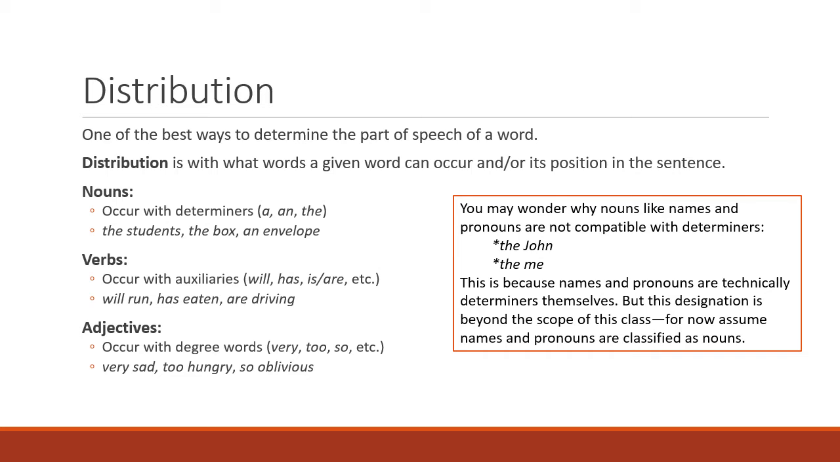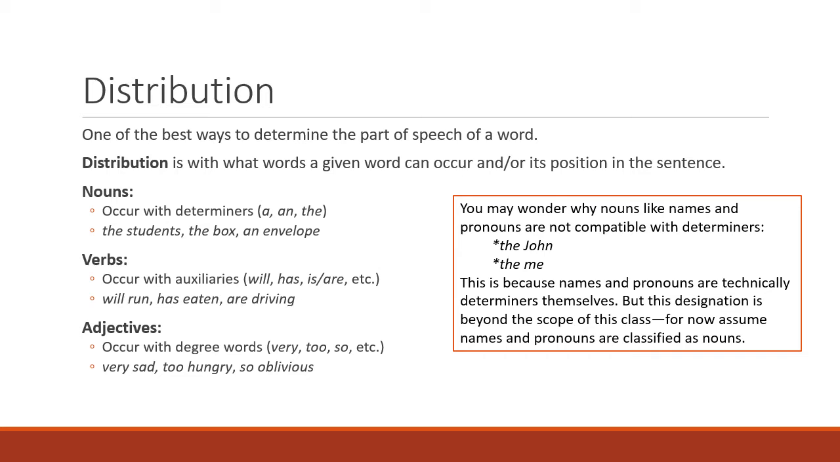One of the best ways to determine the part of speech of a word is to use the distribution test. Distribution is with what words a given word can occur and/or its position in the sentence. Nouns occur with determiners, like the students, the box, an envelope. Verbs occur with auxiliaries: will, has, is, are, etc. Will run, has eaten, are driving. Adjectives occur with degree words: very, too, so, etc. Very sad, too hungry, so oblivious.